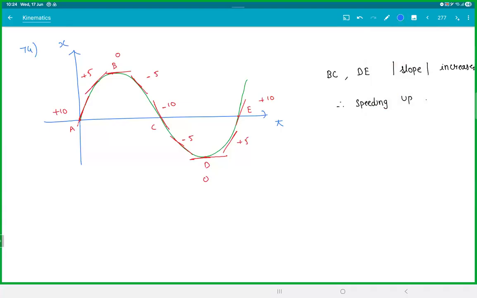Any doubts on this? So there are 2 points where it is speeding up. Automatically, at the other two you're slowing down. Let's do one more.